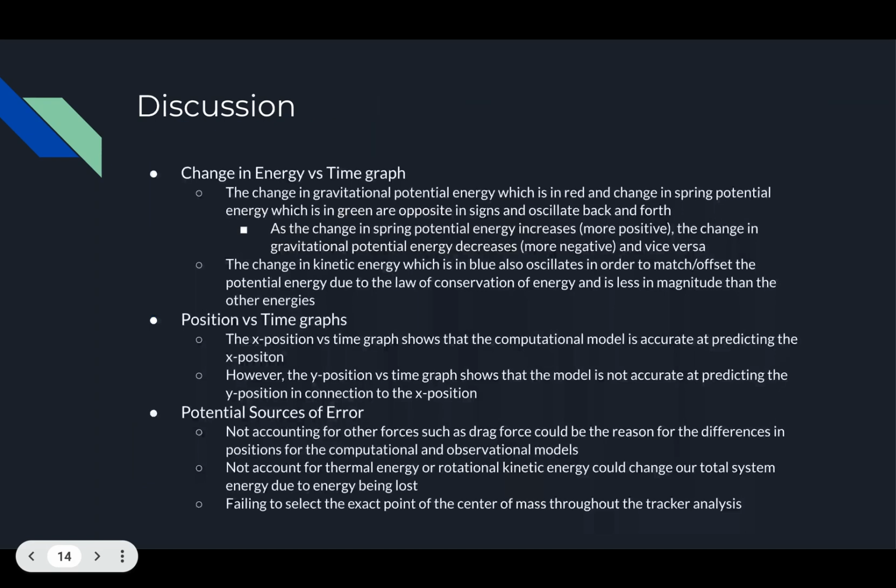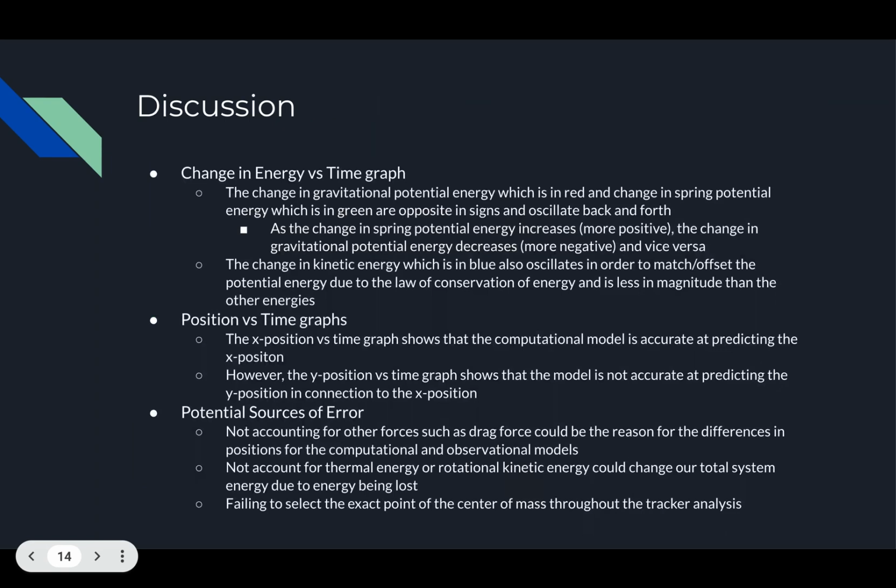In the change in energy versus time graph, the change in gravitational potential energy, which is in red, and the change in spring potential energy, which is in green, have opposite signs and oscillate back and forth. The change in kinetic energy, which is in blue, also oscillates in order to match and offset the potential energy due to the law of conservation of energy, and is of less magnitude than the other energies.